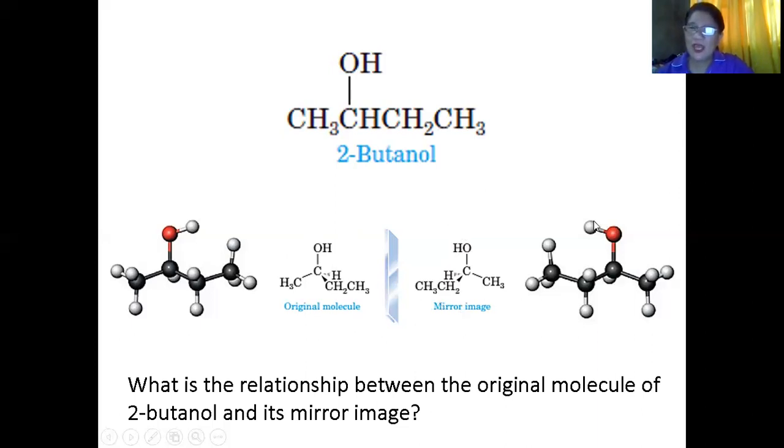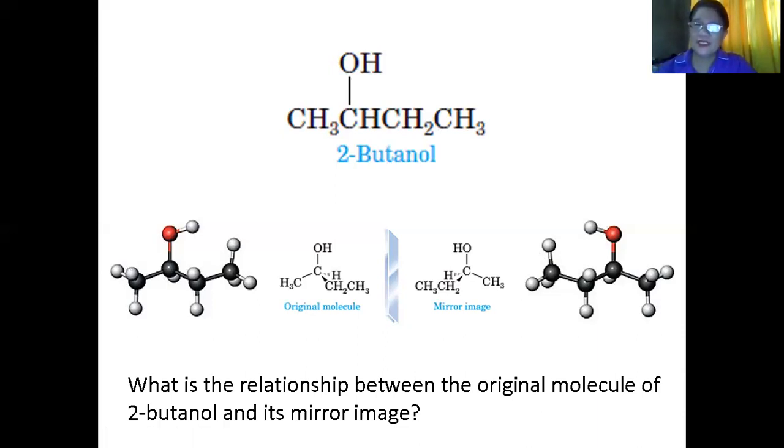So if we have it in a ball and stick model, it is the same, but this one is reversed to the side. That's the mirror image. The carbon here is reversed to the side. Then this is your CH3, and the CH2, CH3 here are also reversed, because it's the mirror image.